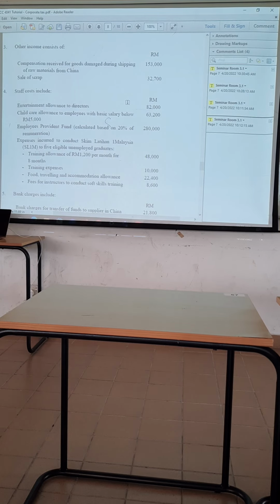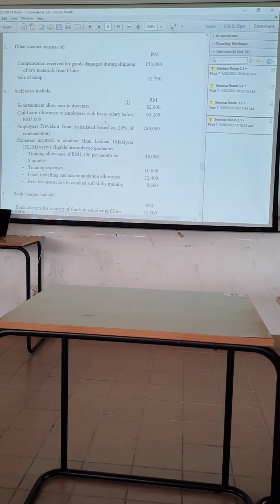The entertainment allowance to director. Under entertainment, there's a special statement in the textbook that anything to do with entertainment allowance is 50% allowed. So what do you mean by 50% allowed? It means 50% allowed, 50% not allowed. So if I allow 50%, I have to add back another 50%. So the adjustment would be add back 50% of that. So you add back 41,000. So under note number 4, staff cost, number 1, you have entertainment allowance for director, 41,000.